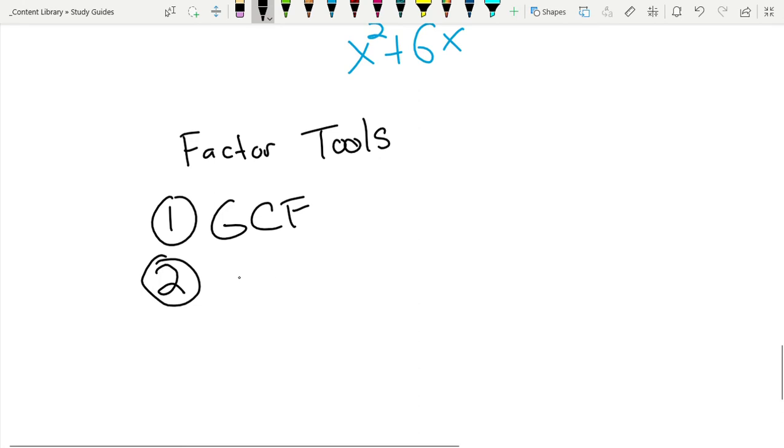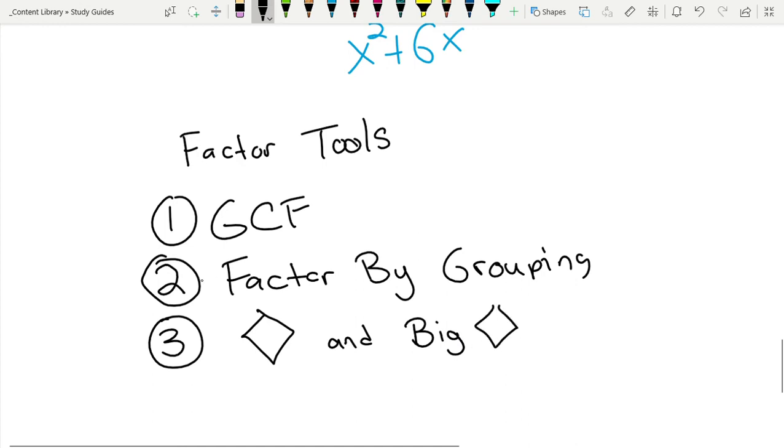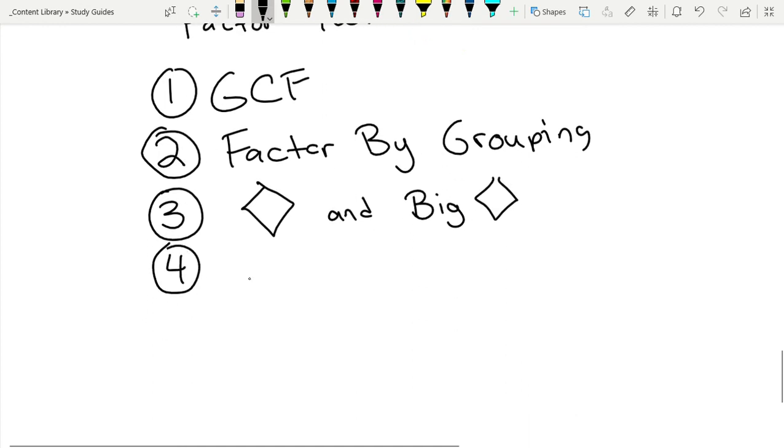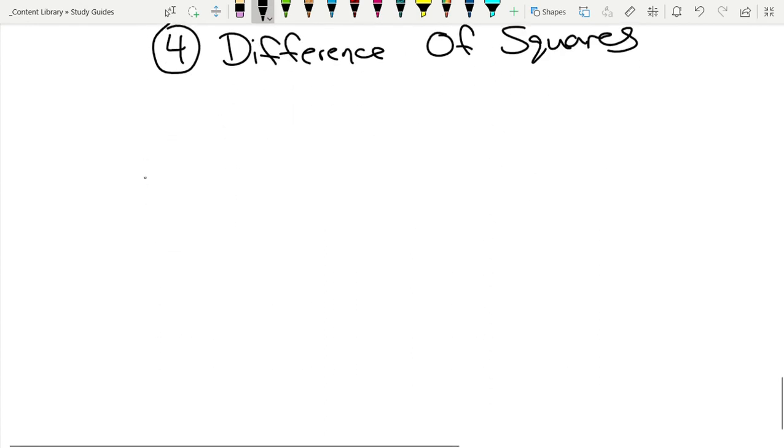Then you move on to the factor by grouping tool. If you can use it, then you use it. Then you move on to the diamonds. You've got the regular diamond and what I also refer to as the big diamond. And finally, the last thing in your toolbox that you check is the difference of squares. For every single problem that I do in here, I will go through all 4 of these and check them off. So let's start with number 9.